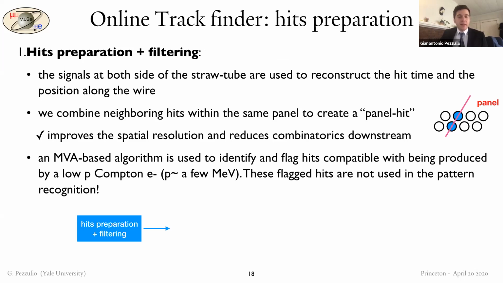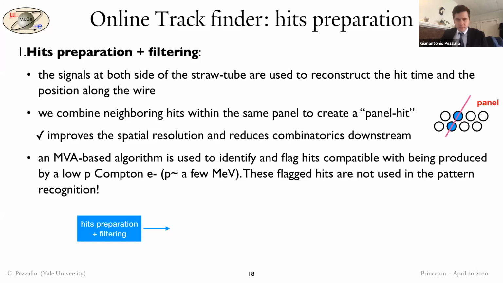And that has essentially 2 benefits. So first, we improve the resolution along the wire, which is important for the pattern recognition. And then we also reduce the amount of hits to be processed by the pattern recognition. So we reduce all the combinatorics, which is important for matching the timing constraints that we have.